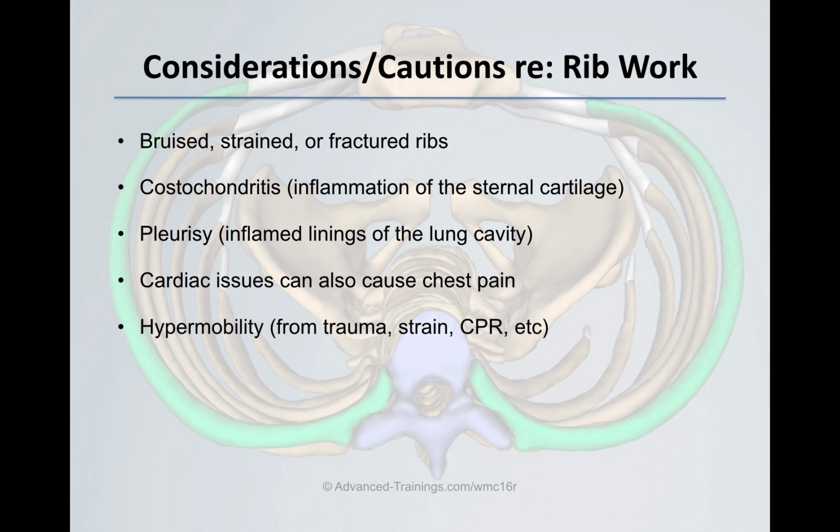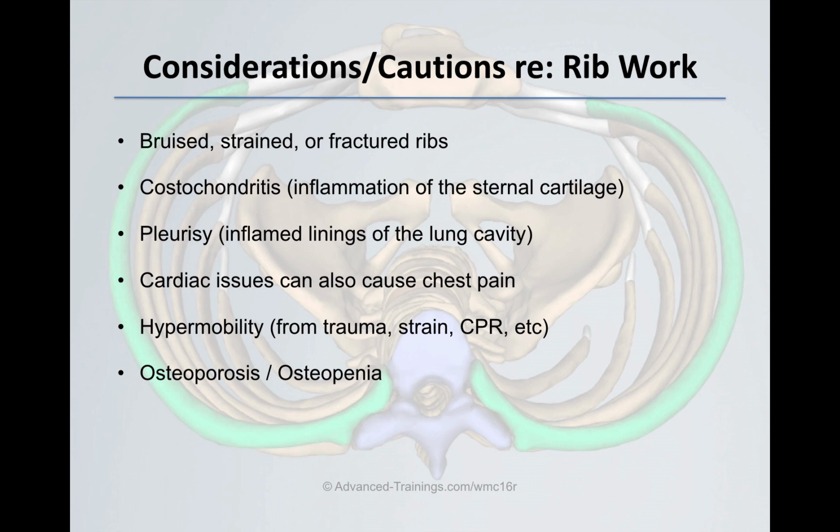And then hypermobility. We mentioned that can be from trauma or strain or an injury. CPR will often leave people with trauma to the ligaments or to the bones themselves or to the cartilage. And after that's healed, these techniques can be useful, or elsewhere in the rib cage, away from the traumatic injury.